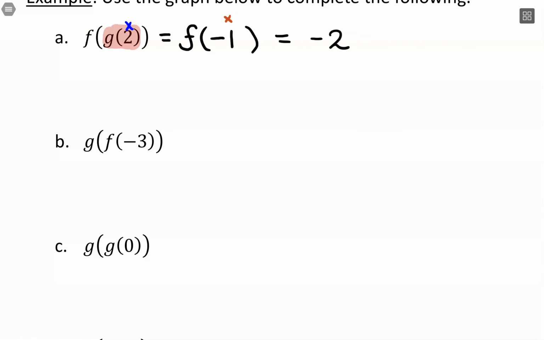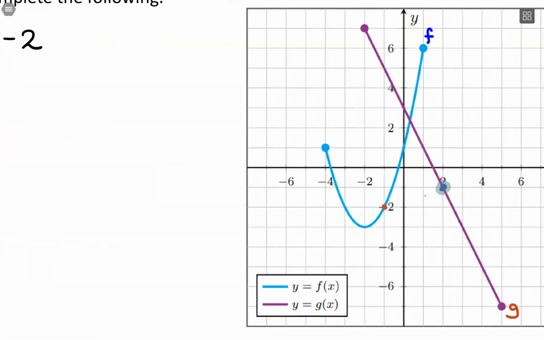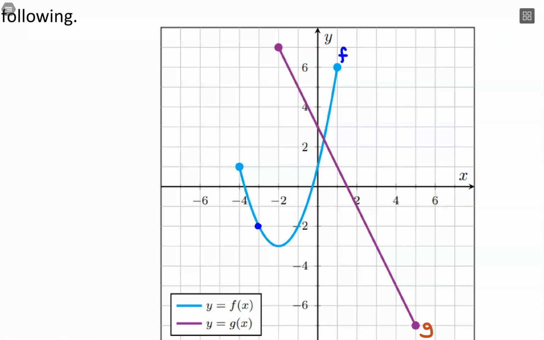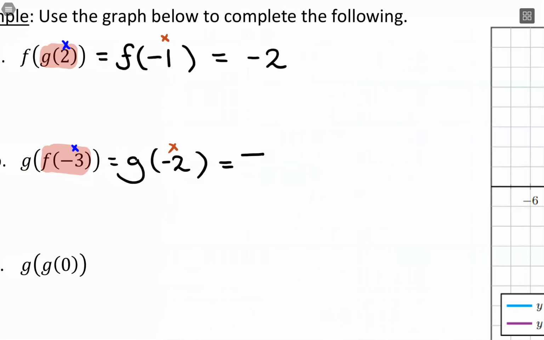Next, g of f of negative 3, so I'm going to focus on f of negative 3. With an input of negative 3, what is f of x doing? At x equals negative 3, f of x is down here at negative 2. So I can replace that f of negative 3 with the negative 2. And now I'm going to look at, if x is negative 2, where is g of x? At negative 2, g of x is all the way up here at positive 7. So I'm going to have that output of positive 7.